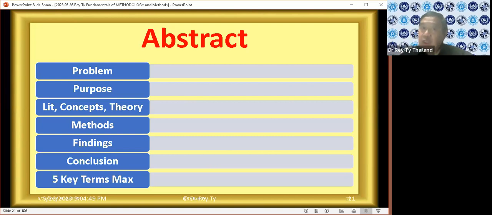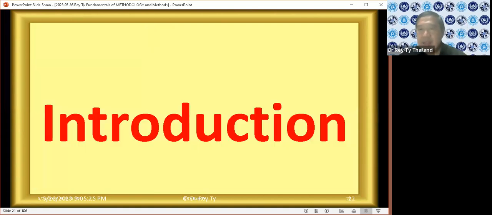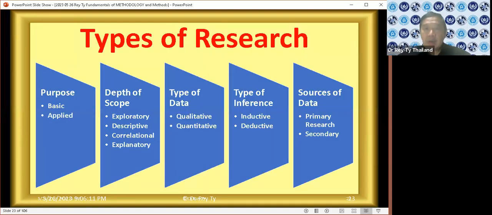Some journals even do it this way. The abstract is written this way. Some scientific journal articles. To make it clear, there's no magical thinking. Everything is crystal clear. Okay, types of research. The way of writing will be different. You have basic research, applied research, exploratory, will go deeper, descriptive, correlational, explanatory, qualitative, quantitative, inductive, deductive, primary, and secondary research.